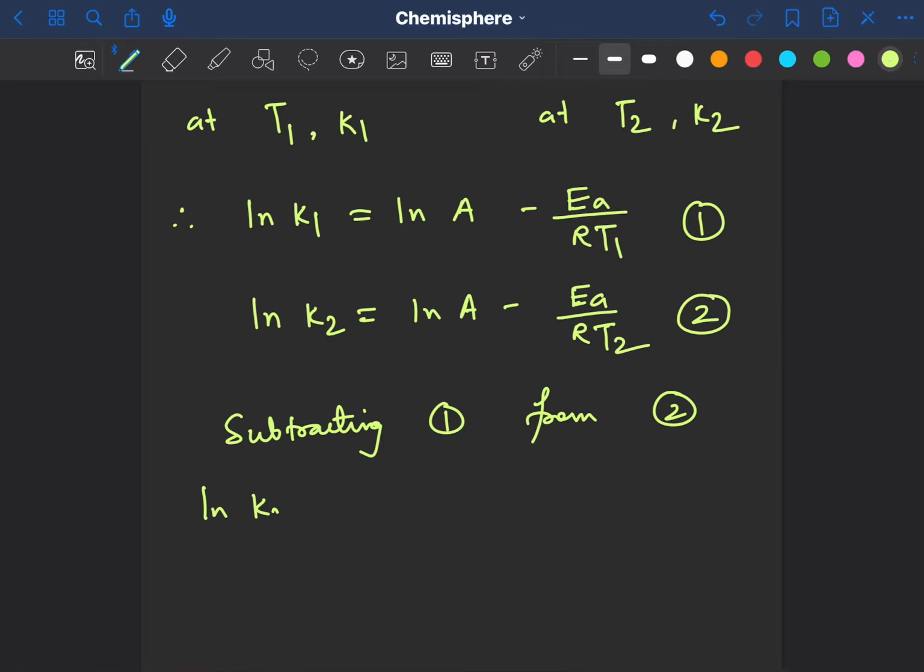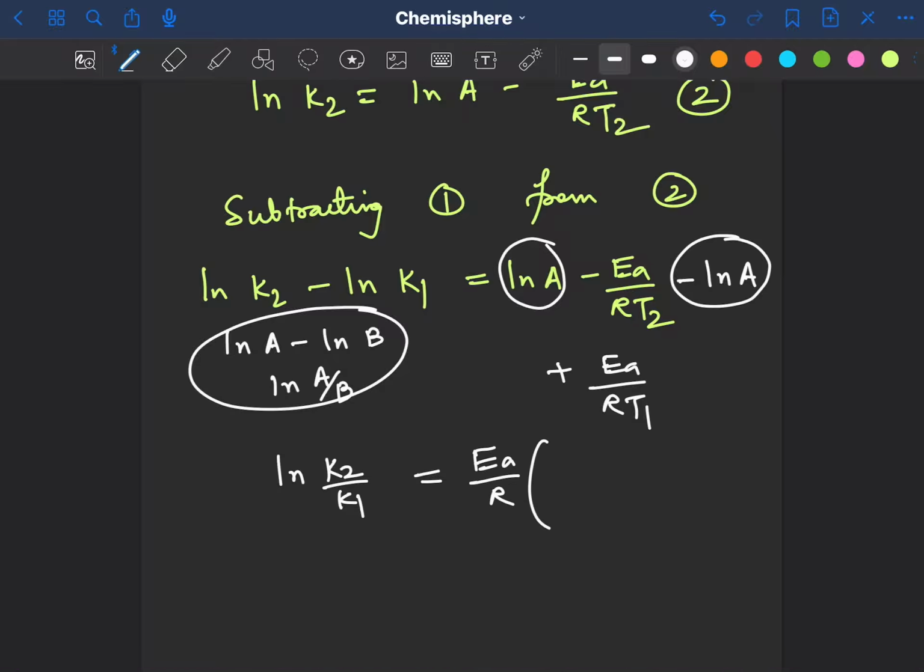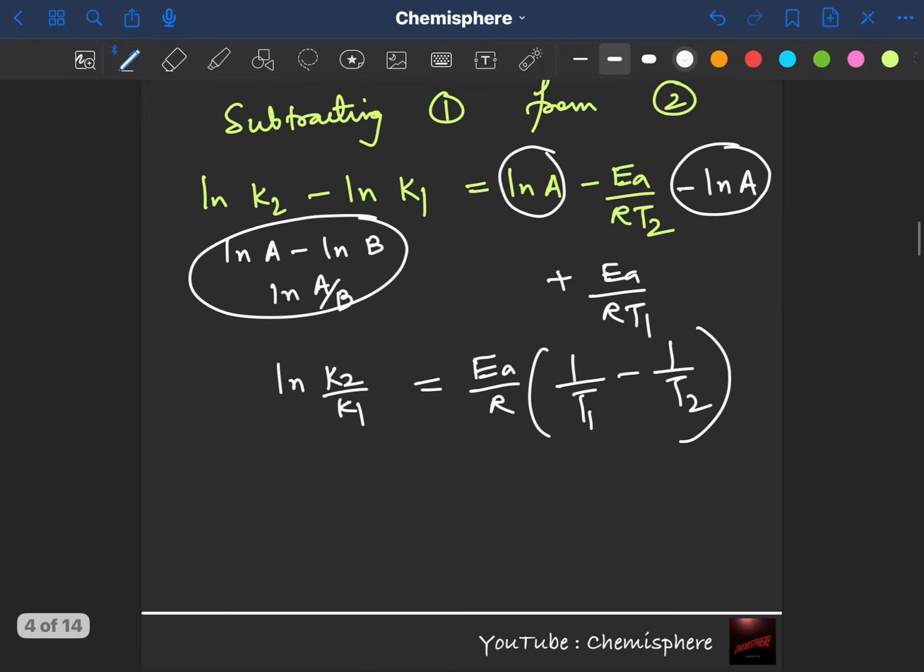we get ln K2 minus ln K1 is equal to ln A minus EA by RT2 minus ln A plus EA by RT1. So this ln A gets cancelled. We know that ln A minus ln B is ln A by B. Therefore we can write the left hand side as ln of K2 by K1 is equal to EA by R times 1 by T1 minus 1 by T2. This is a very important relation.